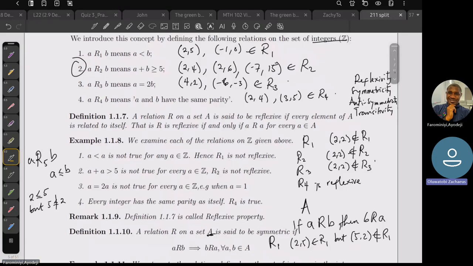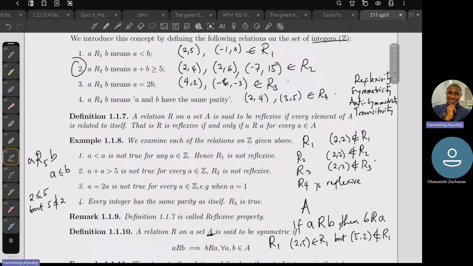No, sir. Good. Why? Because (4, 2) does not imply (2, 4). (4, 2) is defined, but (2, 4) is not defined on R3. (2, 4) is not an element of R3. A relation is a set, a subset of the Cartesian product, so we can say element of. Good. What about R4?